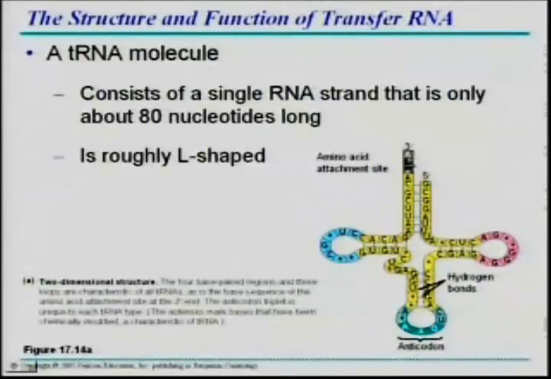So this is the two-dimensional structure, the four base paired regions, and so we see them here, 1, 2, 3, 4 base paired regions internal within the molecule, and 3 loops, 1, 2, 3, are characteristic of all transfer RNAs, as is the base sequence of the amino acid attachment site at the 3' end. The anticodon triplet is unique to each transfer RNA type. The asterisk marks bases that have been chemically modified, also a characteristic of tRNA.